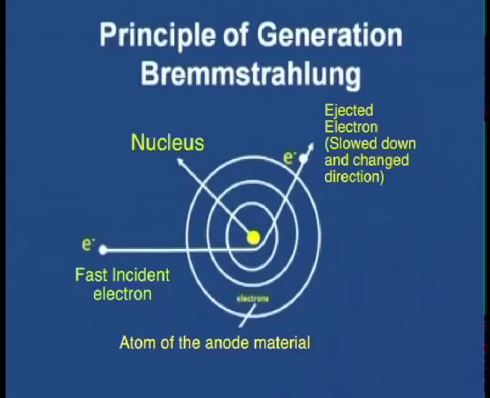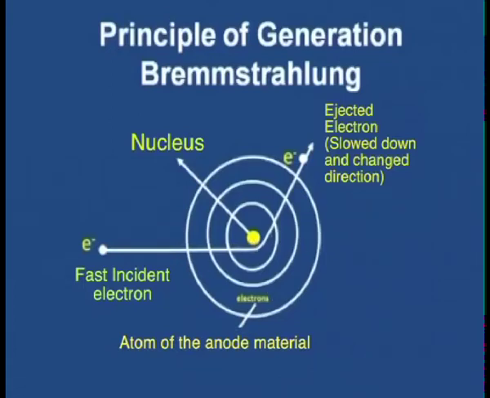Now, let us look at one particular atom. It may be a copper atom here. As I told you, you have got a fast moving, fast incident electron. The electron is coming here, entering into the atom. You have got a nucleus here, and electrons revolving in orbits. So, this is an atom of the anode material.